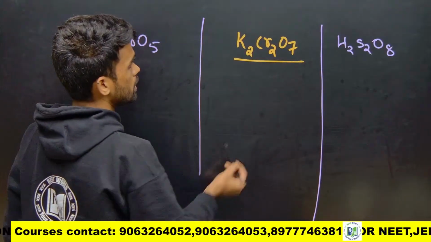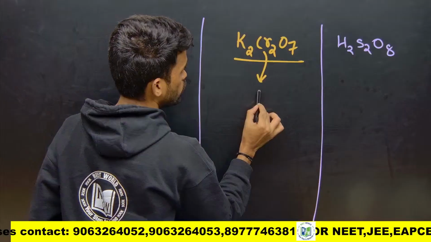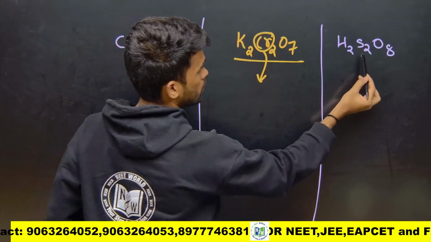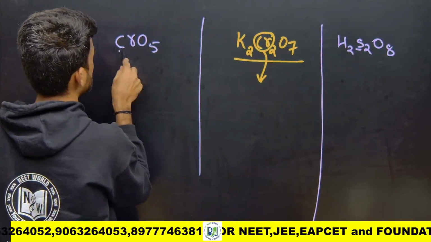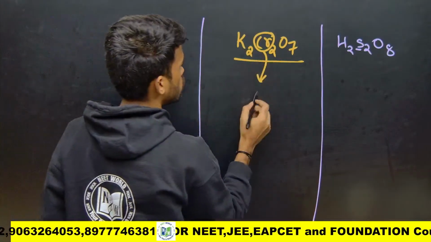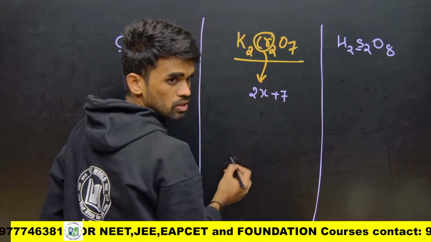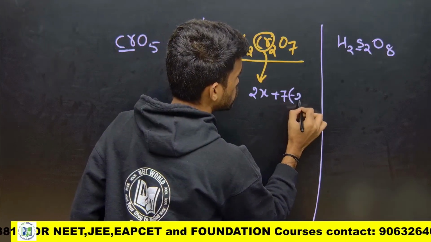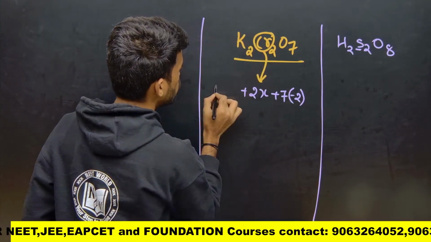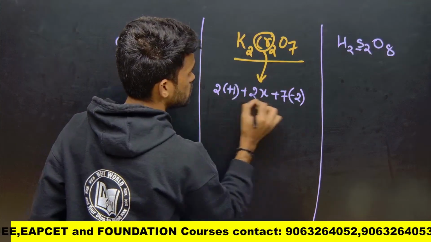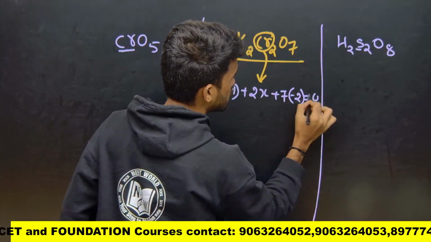Okay. So here for chromium we need to find. This is the atom I wanted to ask you about, the central atom, chromium in this case. So for 2 chromiums, 2x. 7 oxygen atoms, so 7 into minus 2. Here we have 2 potassium atoms, each one plus 1 charge. The overall molecule is neutral, so equals 0.